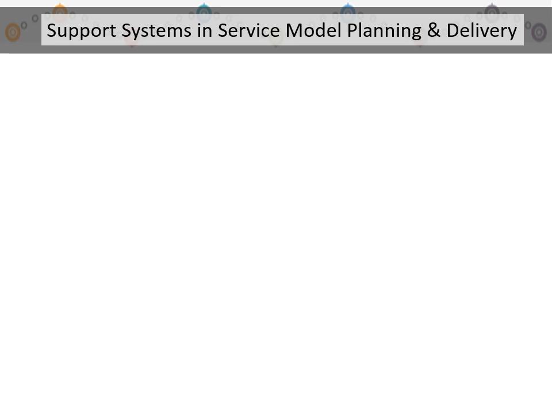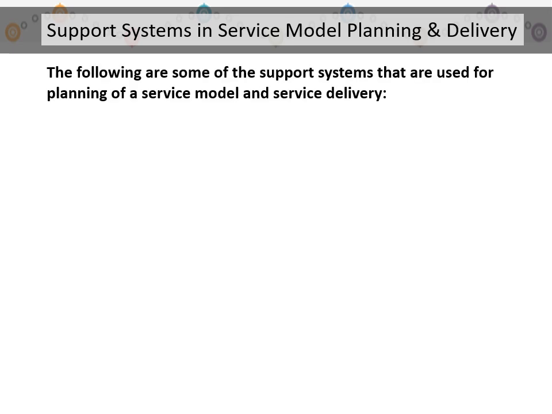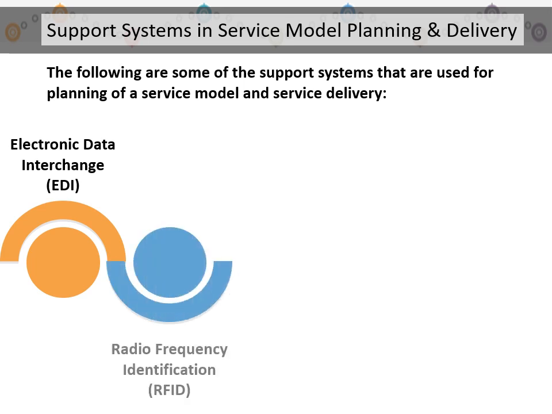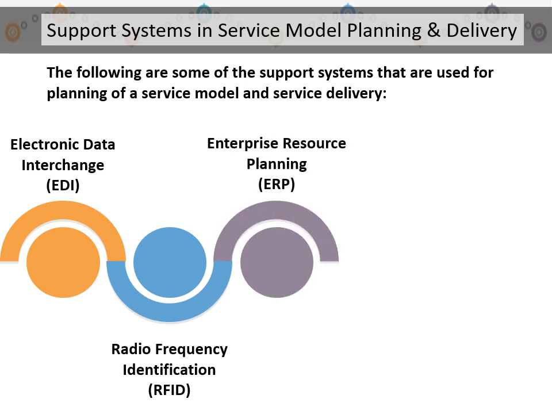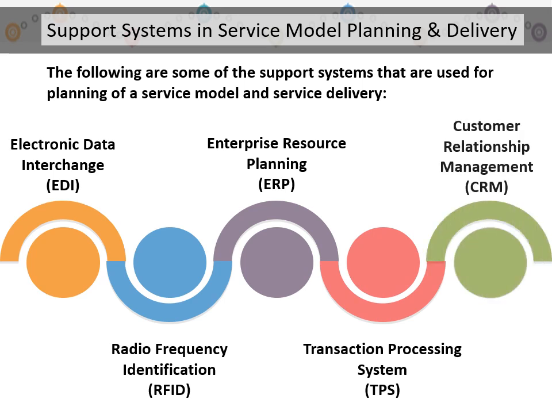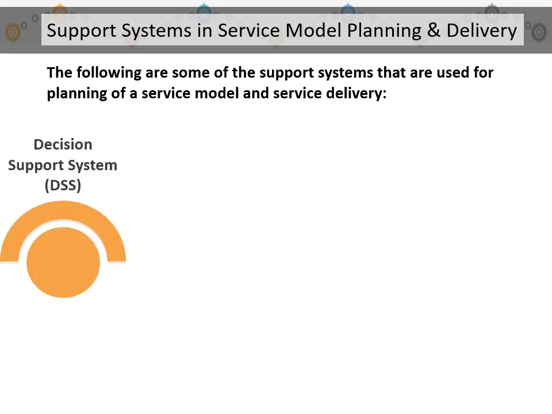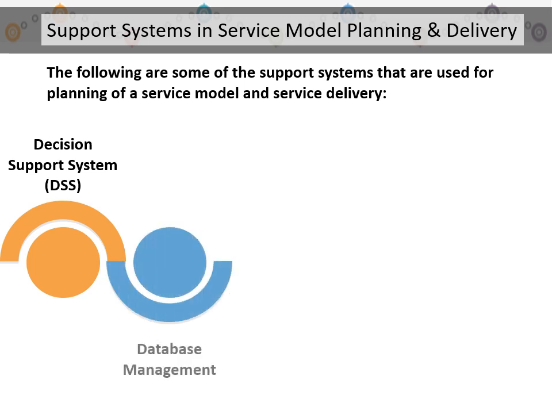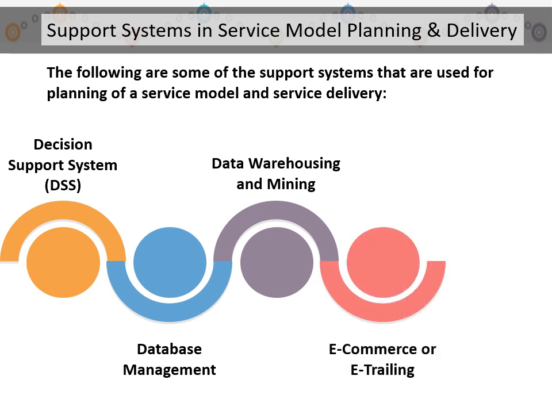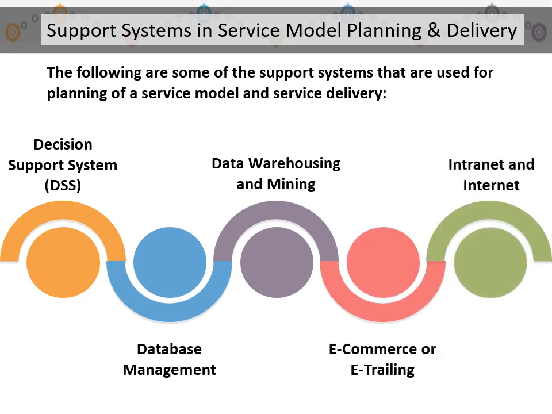Support systems in service model planning and delivery. The following are some of the support systems that are used for the planning of a service model and service delivery. Electronic data interchange, EDI. Radio frequency identification, RFID. Enterprise resource planning, ERP. Transaction processing system, TPS. Customer relationship management, CRM. Decision support system, DSS. Database management. Data warehousing and mining. E-commerce or e-trailing. Intranet and Internet.